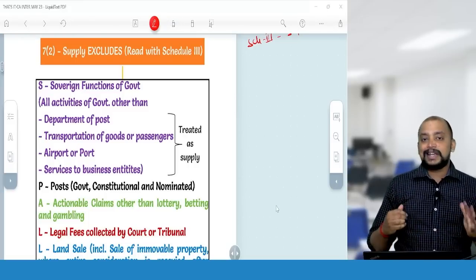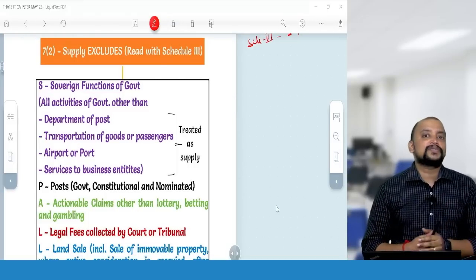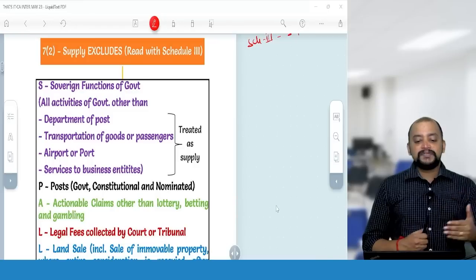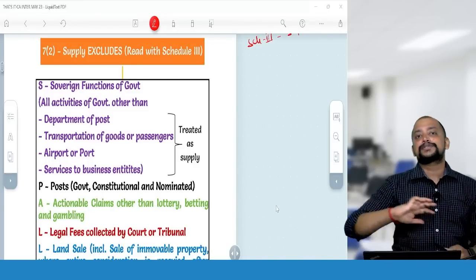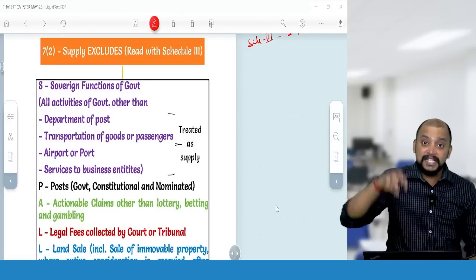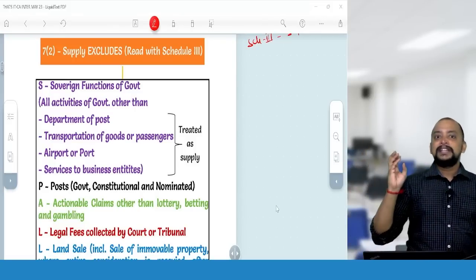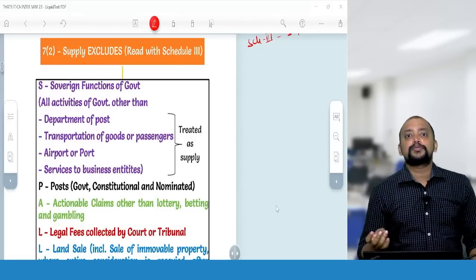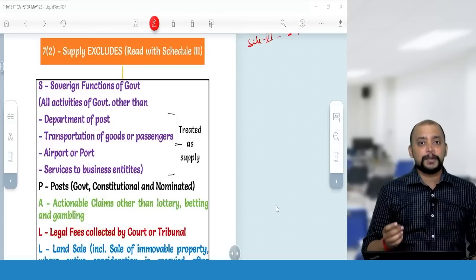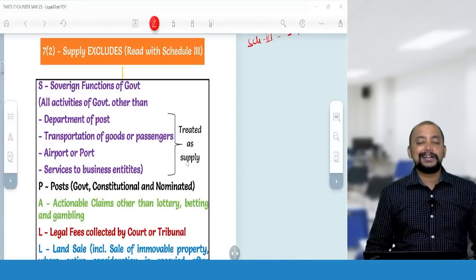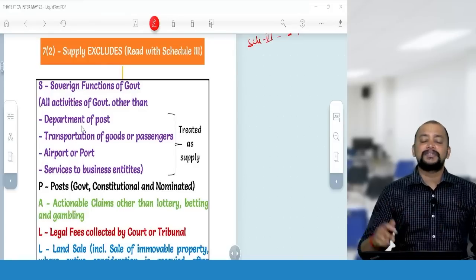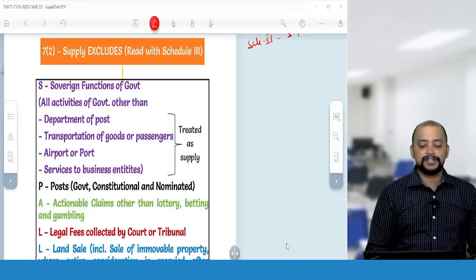This is given in schedule 3. You have to remember this with a keyword, SPALLED SLOW. S for sovereign functions of government, that is, all activities of government other than the following are excluded from supply. What are the activities covered under supply with respect to government? Department of Post, airport or port services, transportation of goods or passengers, and services to business entities. These 4 activities are only treated as supply, and all other activities of government will be excluded from supply, that is sovereign functions of government.